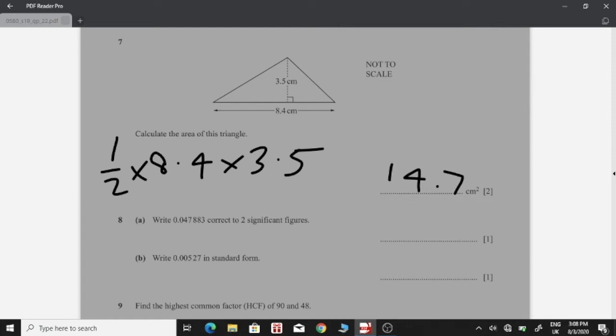Question number 8. A. Write 0.047883 correct to two significant figures. Alright, so the significant figures start with 4, but the second one is 7, and I'm going to be rounding it to 8 since the next figure is above 5. So this is 0.048. B. Write 0.00527 in standard form. So we start by writing 5.27 into 10 to the power of negative 3.